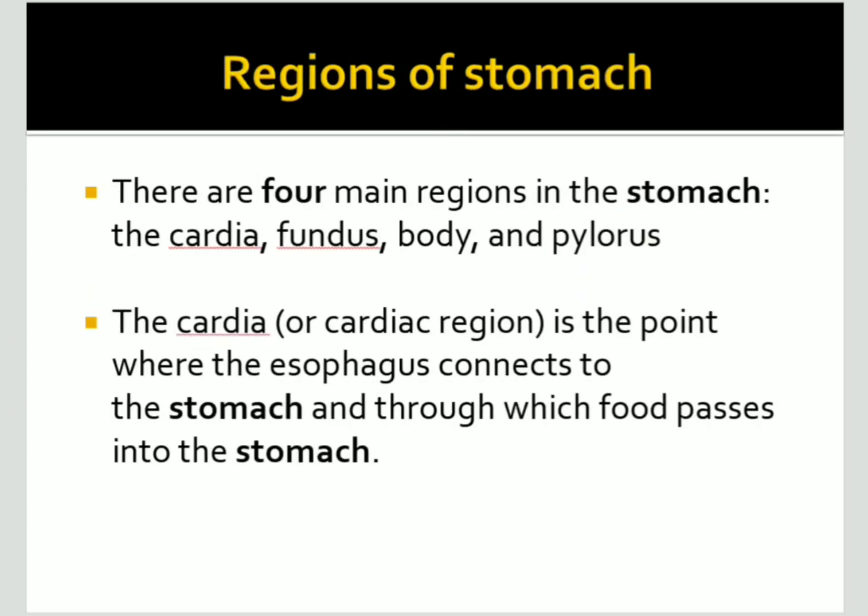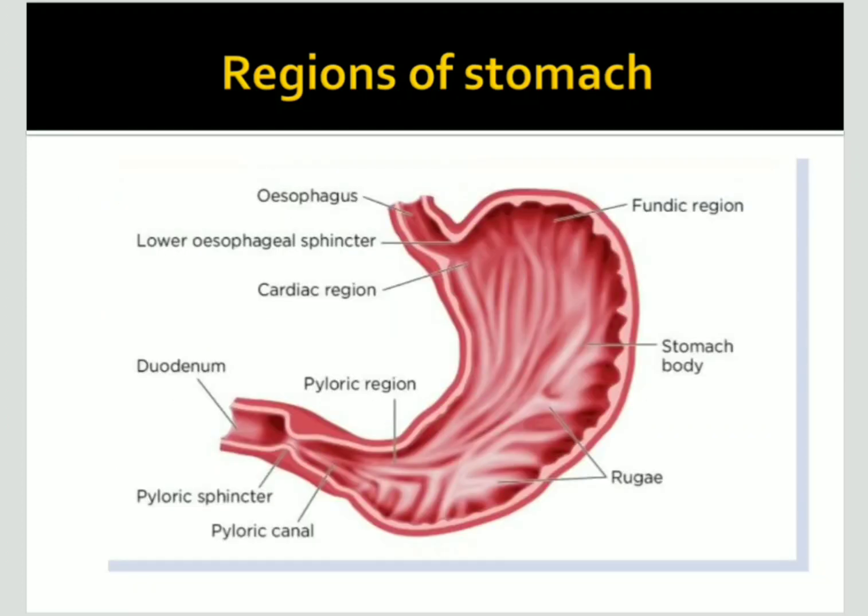Next, regions of the stomach. There are four main regions in the stomach: cardiac, fundus, body, and pylorus. The cardiac is the point where the esophagus connects to the stomach and through which food passes into the stomach. If you see the diagram here, you can see the fundic region, body, pyloric canal, and cardiac region. So we can observe the four different regions here, which help in digestion.